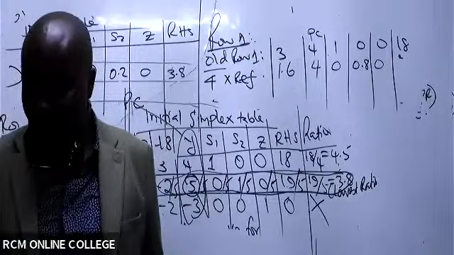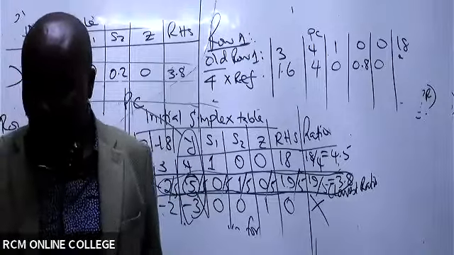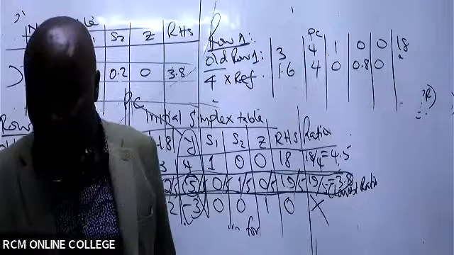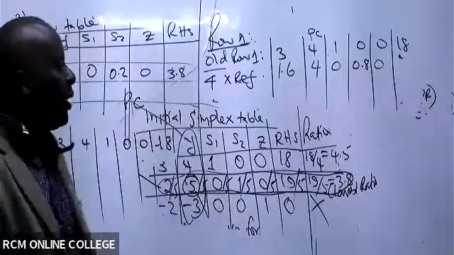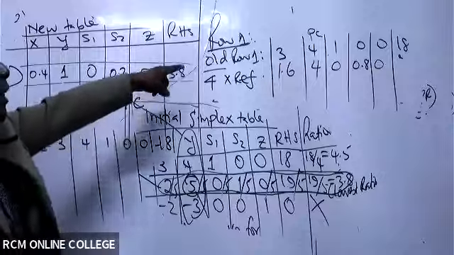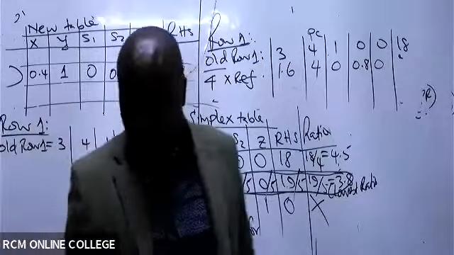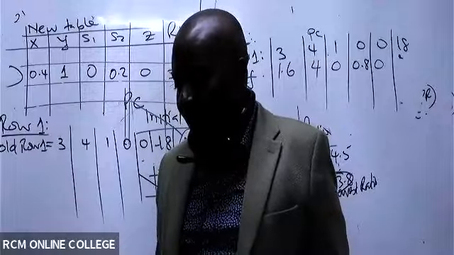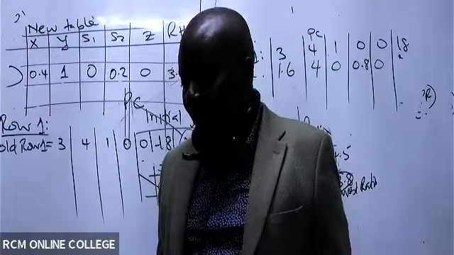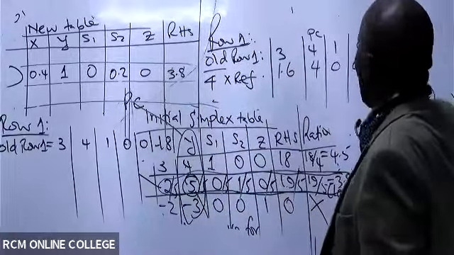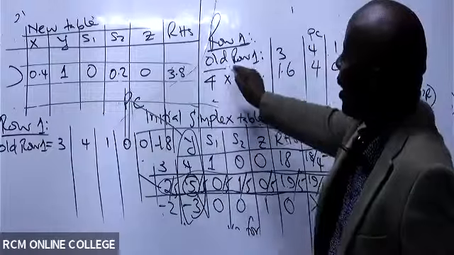Are you able to hear me now? Sorry for that. So then we have here 4 times 3.8. What figure do we have here? 15.2. So remember, we are using what we call row reduction.